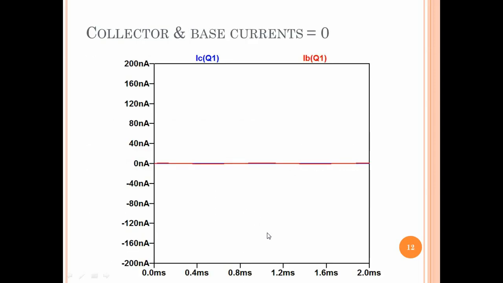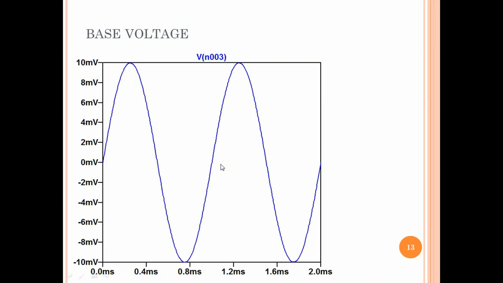So I plotted the collector and base currents, both are 0. Collector current, base current, both are 0. Doesn't make any sense. Then I looked at the base voltage. Base voltage was a sine, looks like a beautiful sinusoid, 10 millivolts. To go back to the circuit.